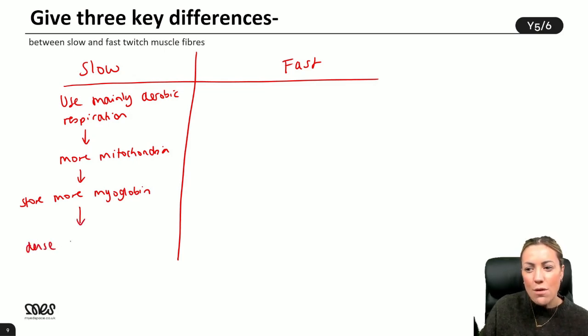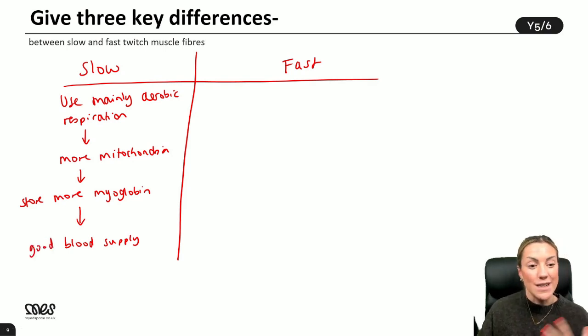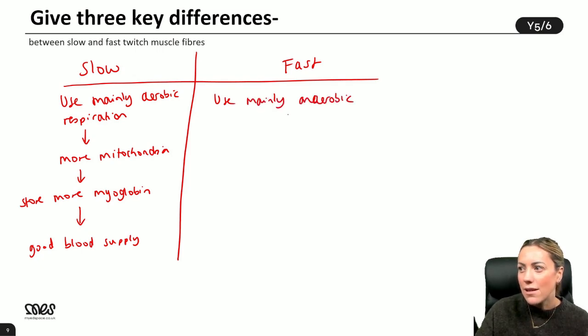You know they're going to have a good blood supply or a dense capillary network to supply that oxygen. Whereas fast use mainly anaerobic respiration.